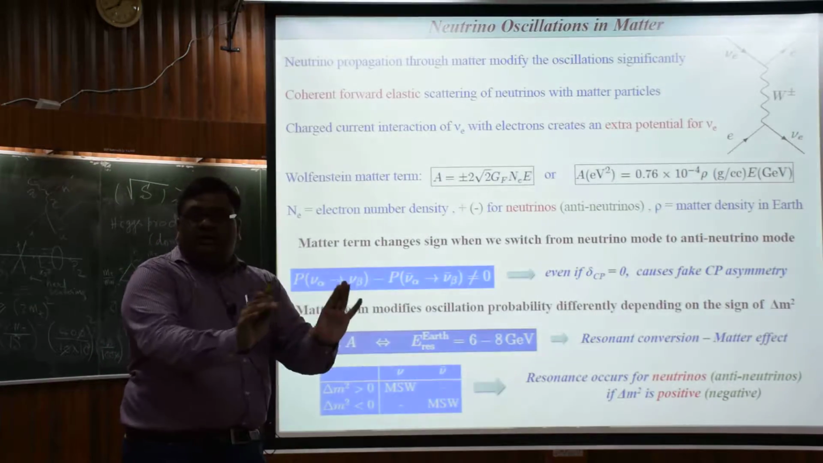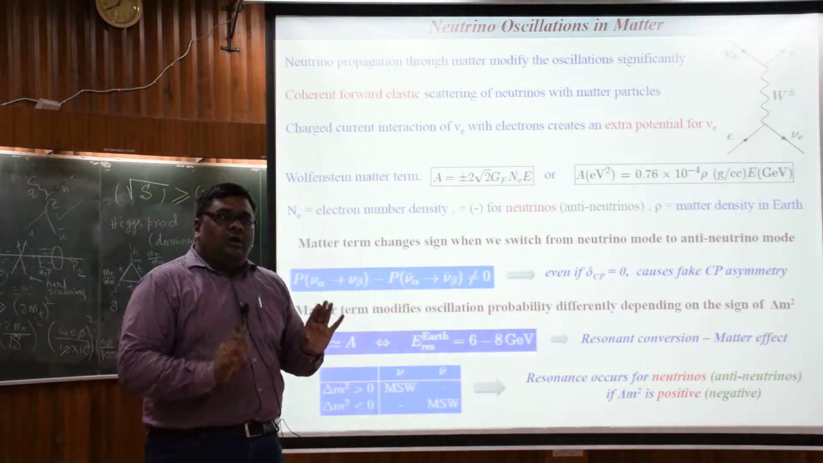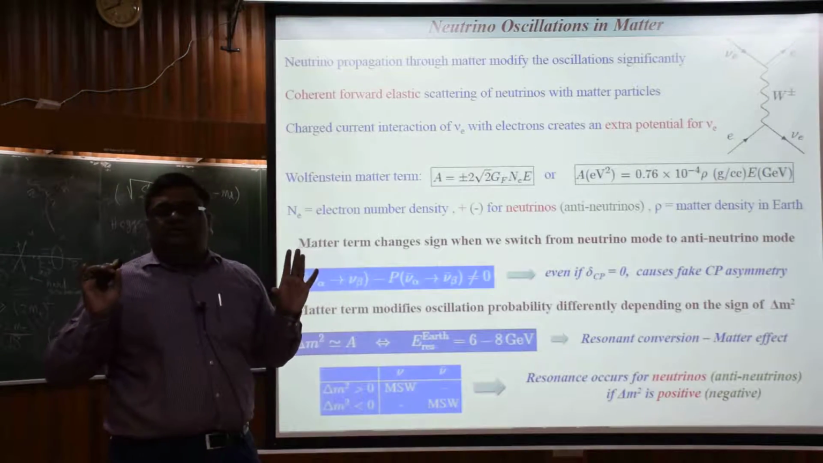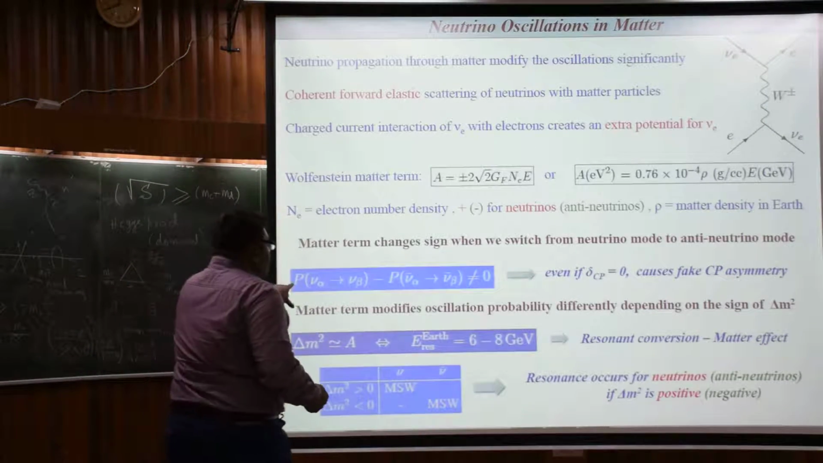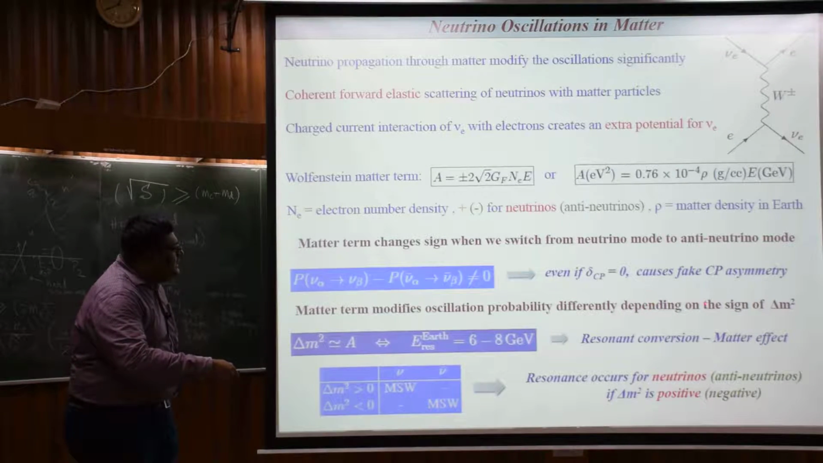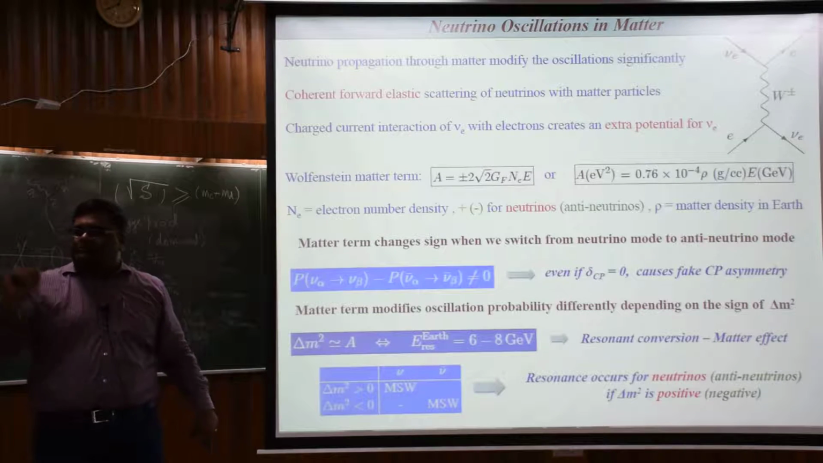This is what we do in IOP. Our group is involved in asking this question: how can we separate these two things? So the matter term modifies the oscillation probability depending on the sign of delta m square.